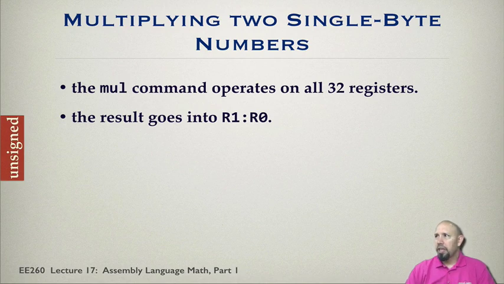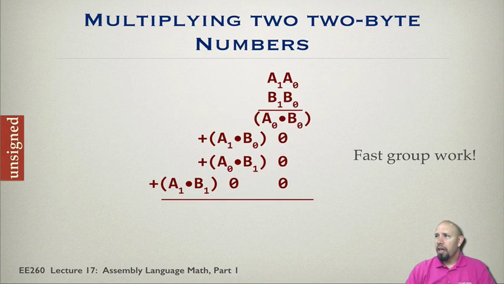So, simple enough. Now, what about multiplying two 2-byte numbers? So here's my 2 bytes. A, byte 0, A, byte 1. B, byte 0, B, byte 1.